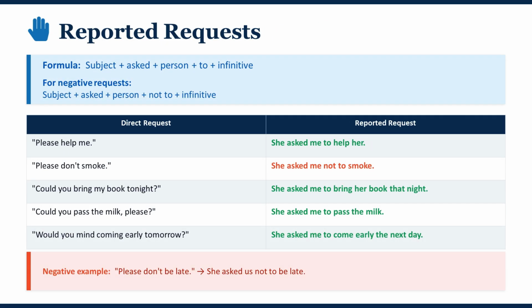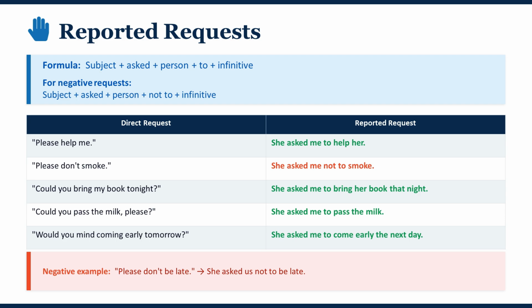Now, let us talk about reported requests. A request is when someone asks you to do something politely. It could be phrased as, "Please close the window," or "Could you close the window please?" or "Would you mind closing the window please?" All of these mean the same thing, so when we report them, we do not need to repeat every word. We simply use the formula: asked plus the person plus "to" plus the base form of the verb. For example, "Please help me" becomes, "She asked me to help her."